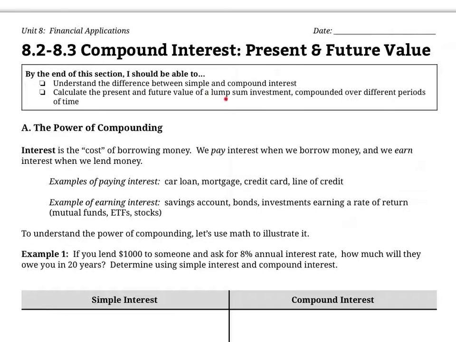So lump sum means a one-time investment. So we're going to invest $1,000 one time and watch it grow, or we're going to borrow $1,000 one time and see how much we're going to owe. Later on, we're going to look at an annuity, which is a repeated payment over and over and over again. So let's say we're saving $100 every single month over and over again. So we're going to start off with lump sum, and then we're going to move on to annuities.